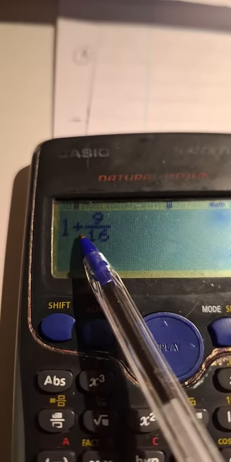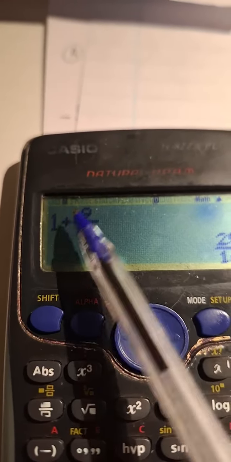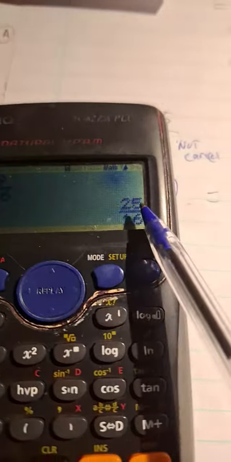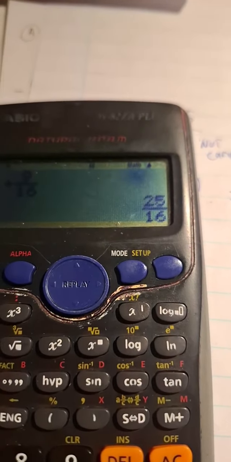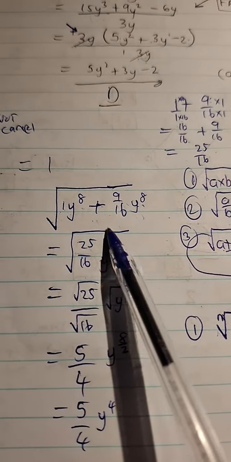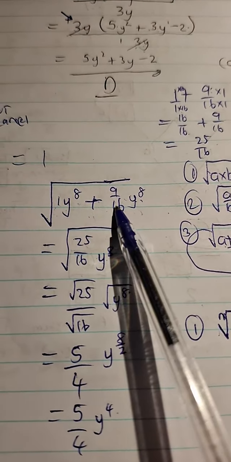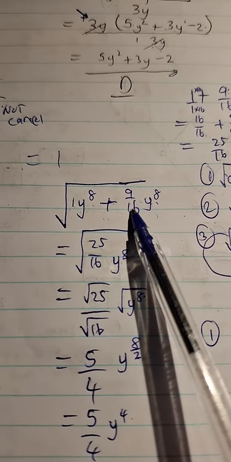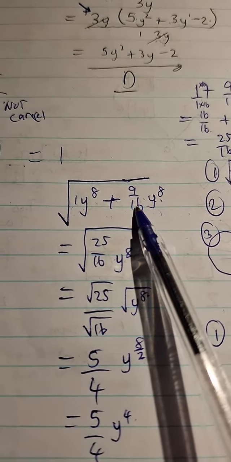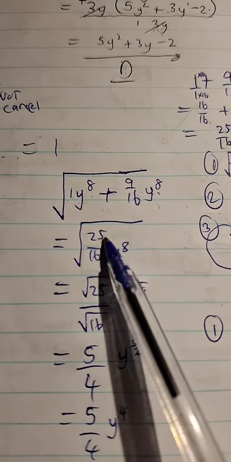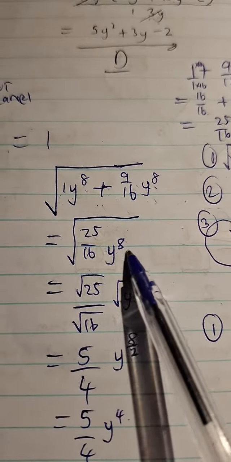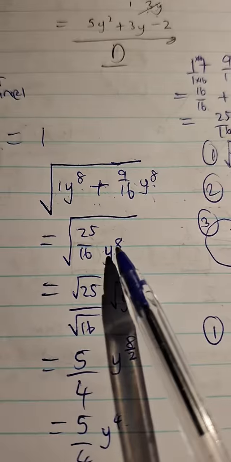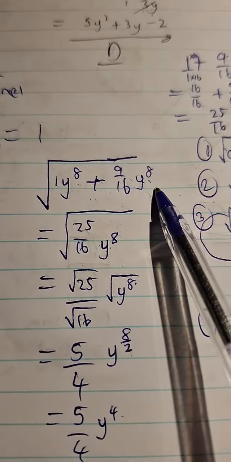But since this is GEC, what did I do? I took my calculator, I punched in 1 plus 9 over 16, and I got 25 over 16 from the calculator. So here it is. Addition of the like terms inside the square root leads to what? It leads to 25 over 16. Then the variable still stays the same. The jersey, the uniform of the school, is y to the power 8, because these are like terms.